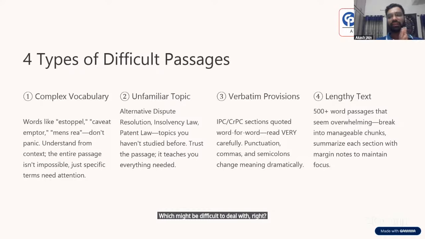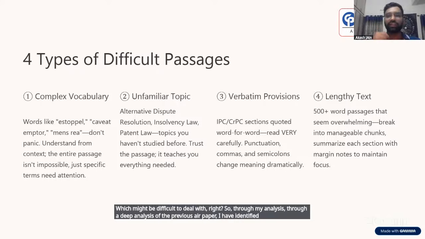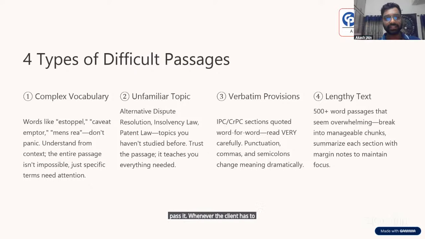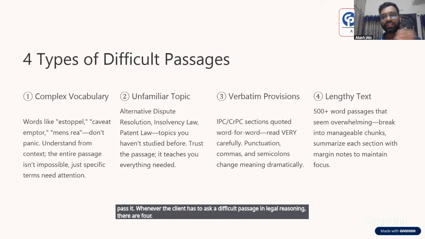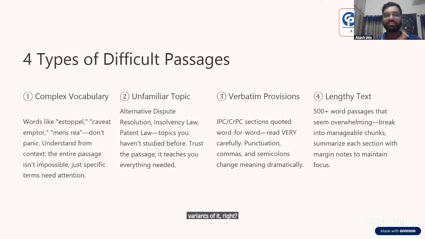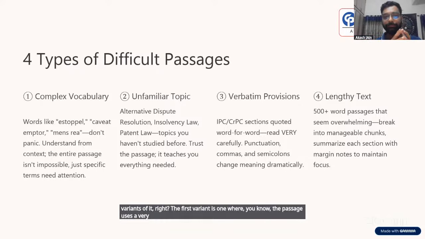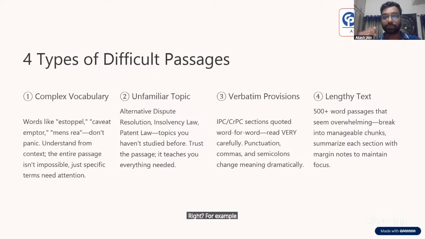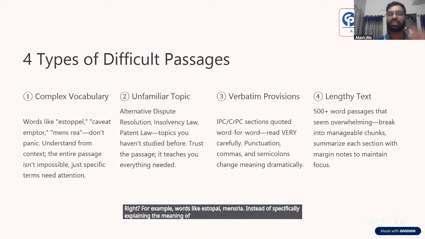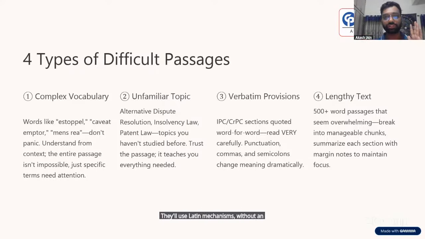Through a deep analysis of the previous year papers, I have identified that whenever CLAT asks a difficult passage in legal reasoning, there are 4 variants of it, right? The first variant is one where the passage uses very complex vocabulary, for example, words like estoppel, mens rea. Instead of specifically explaining the meaning of these terms, they'll use complex vocabulary. They'll use Latin maxims without an explanation of those terms. Now, such passages become difficult.